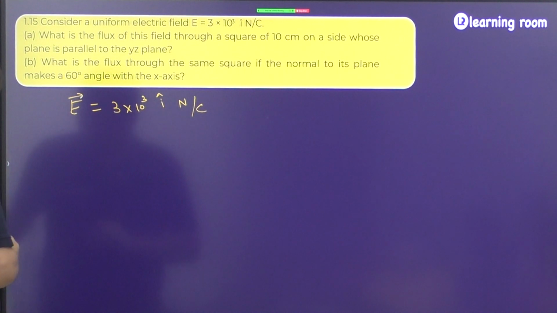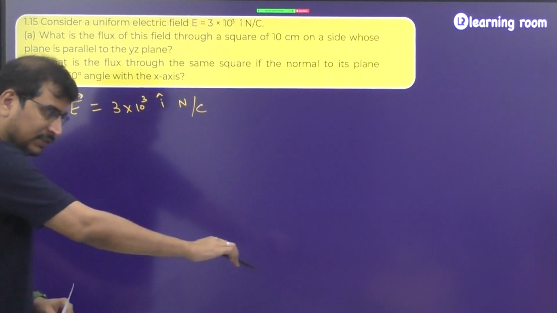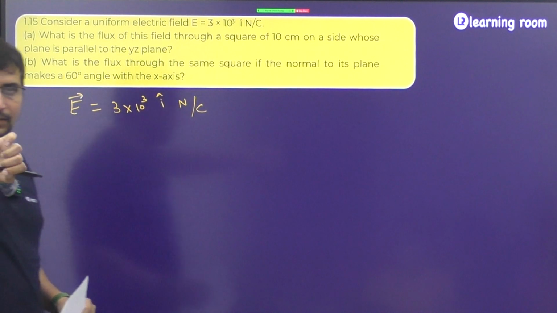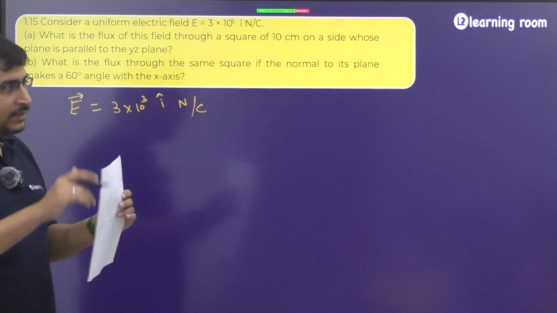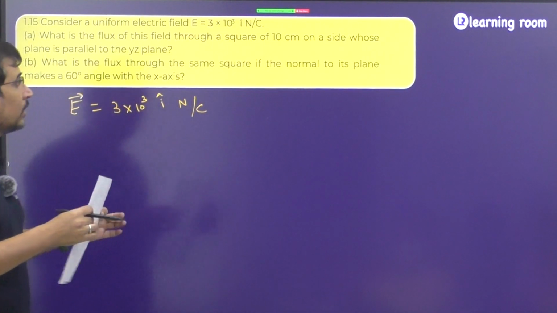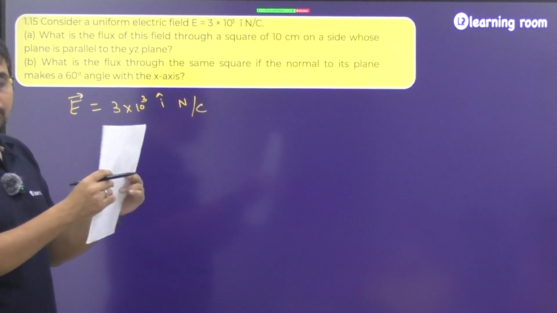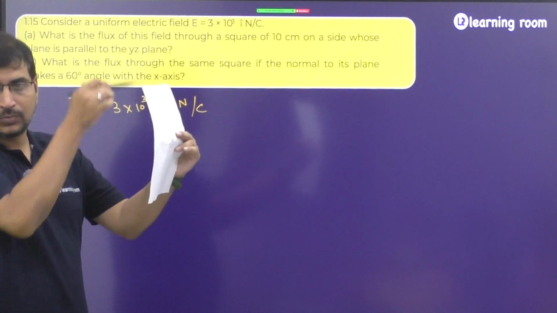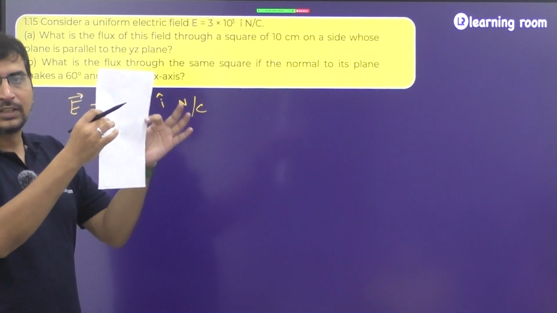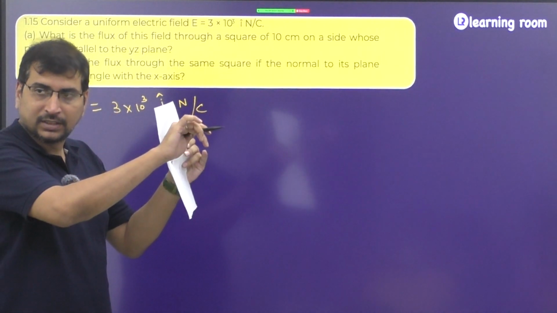Suppose you have a square like this, right? As you understand, this is the x-axis, y-axis, and something towards you is taken as the z-axis. There is an electric field existing in this direction. Now, there is a square whose side is parallel to the YZ plane. So, this is the Y axis and this is the Z axis. Both put together will give you the YZ plane. So, there is a square placed like this and the electric field is like this.